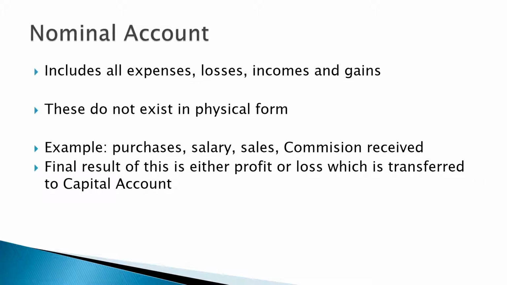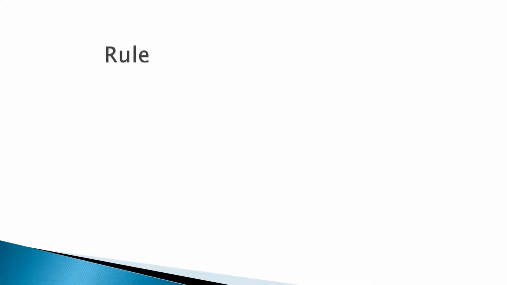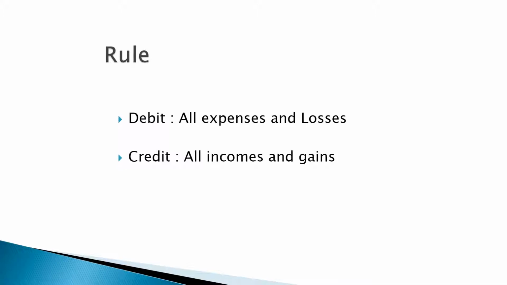Final result of all nominal accounts is either profit or loss, which is then transferred to the capital account. Rule for nominal account is debit all expenses and losses, credit all incomes and gains. The capital of a company is a liability, therefore it has a default credit balance. When you credit all incomes and gains, you increase the capital, and by debiting expenses and losses, you decrease the capital. Now, we will move to the practical questions of journal.